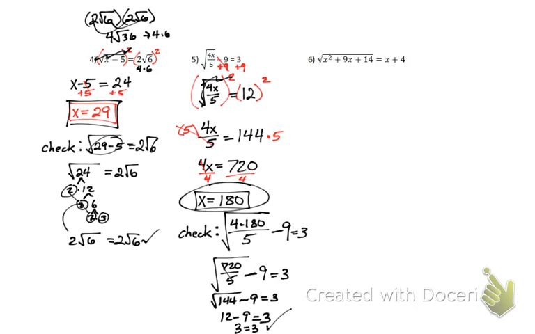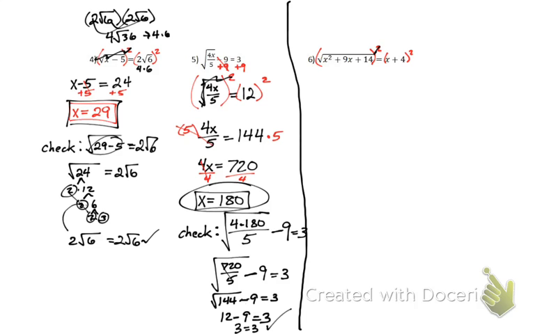Alright, last problem. This one's going to be a little bit more complicated because we are going to end up with x squared at some point, and you'll see why. First of all, let's look here and ask yourself, is this radical all by itself on the left side of the equation? Yep, it's the only thing. Everything on the left side is under the radical. So let's square both sides.